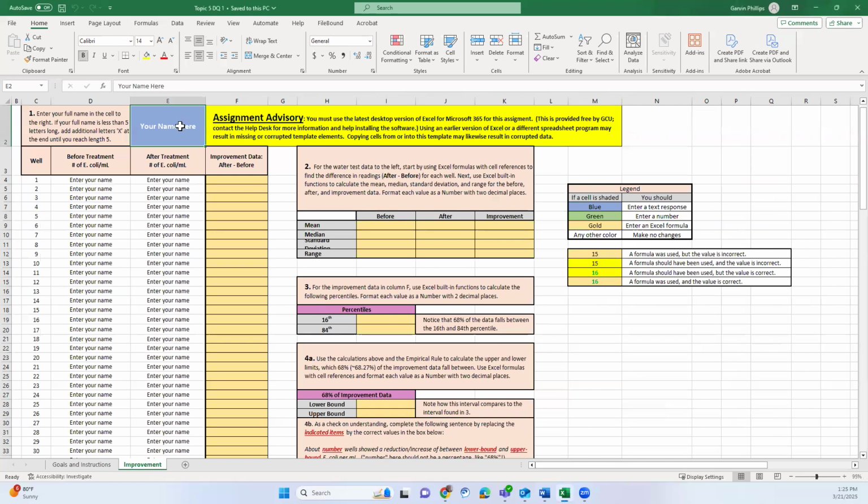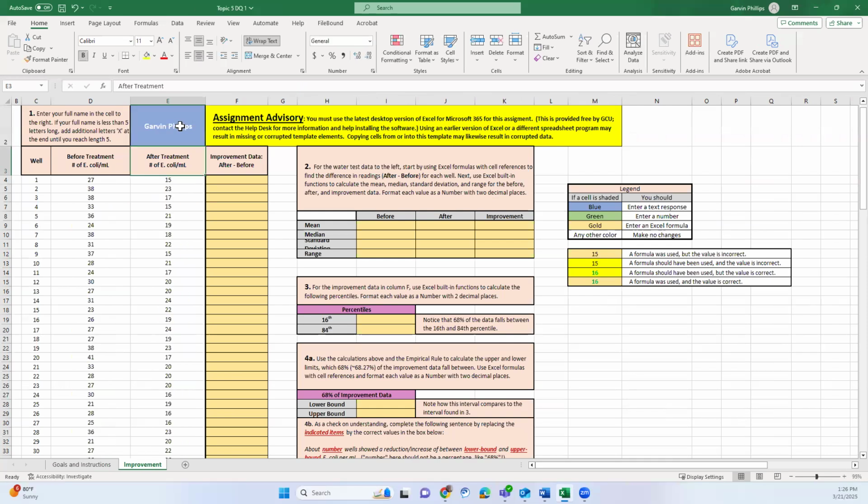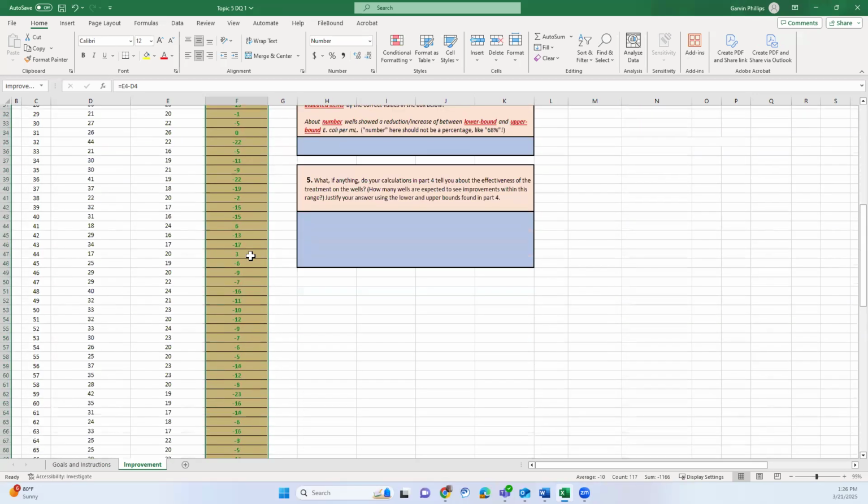Name. And autofills, there we go. So I know I'm doing after minus before. It even says that right here. So equals my after cell minus my before cell. And then I'm going to pull it down. I'm just going to double click. That should do it all the way down. There we go.